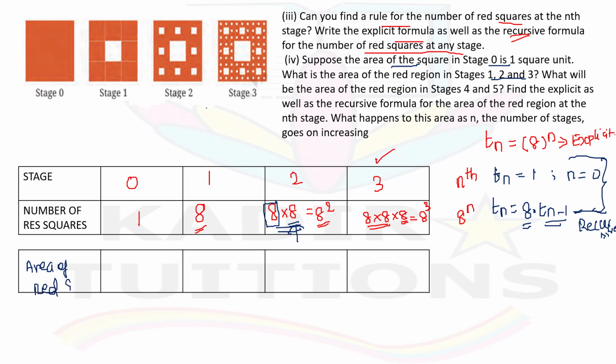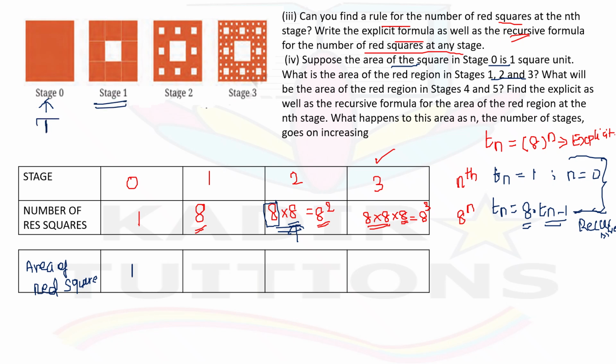So what is given over here in the question? At stage 0, the area is 1 square unit. Then what about the area during stage 1? So first we need to understand the concept over here. Coming to the diagram, just come and see the diagram. So stage 0 is having 1 square unit. What about stage 1?